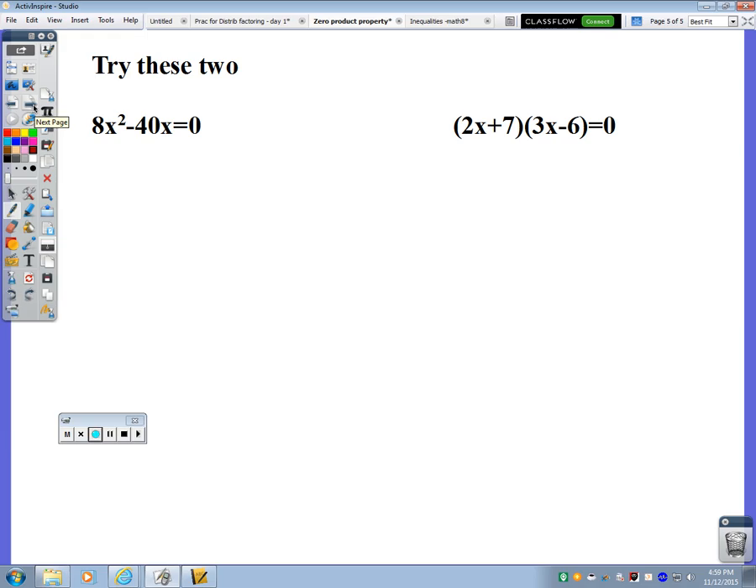You try these two at home: factor out the greatest common factor, set every factor equal to 0, and solve for your variable. It's possible to have two answers. Try it with both examples. We'll discuss them in class.